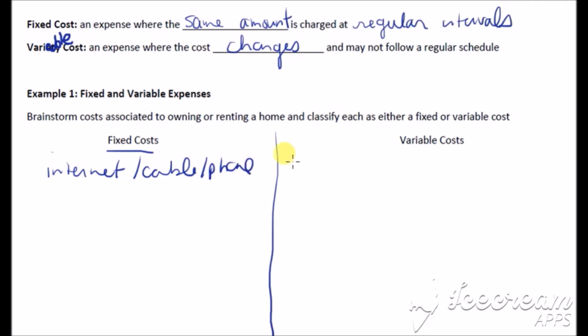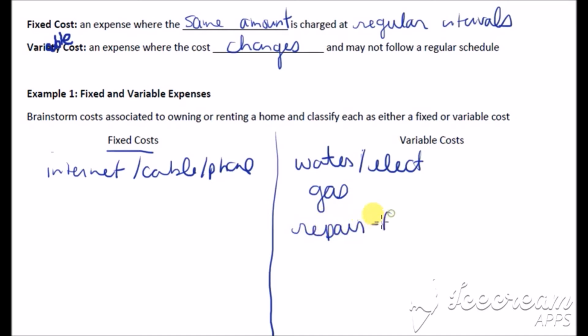Variable costs, stuff that changes, is water usage. A lot more in the summer when you have to water your lawn. Electricity, those usually come on the same bill. Gas, you have to heat your house in the winter, but you don't have to heat it in the summer. Variable cost would be like if you need a repair for your furnace or your roof, or if you have a lawn maintenance company.